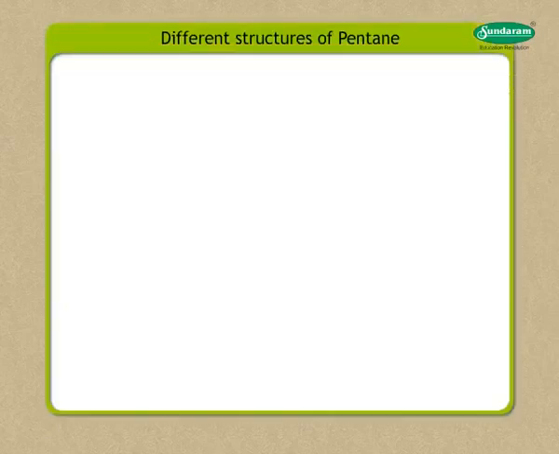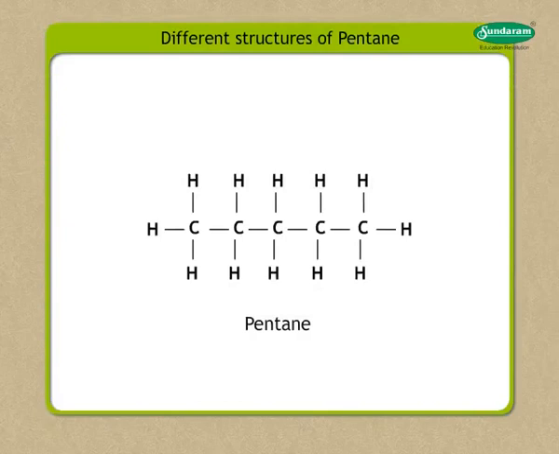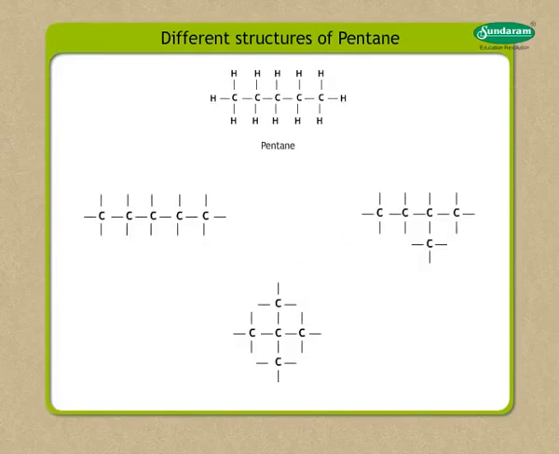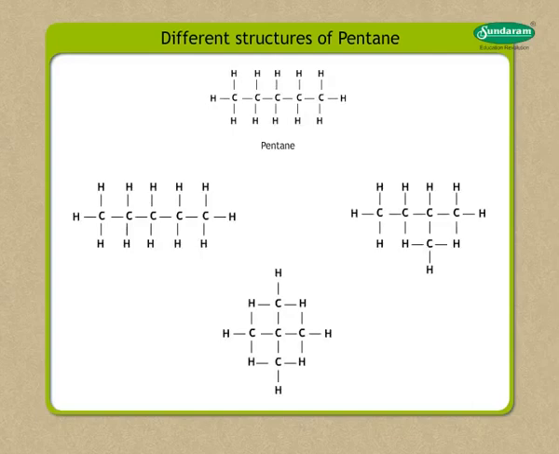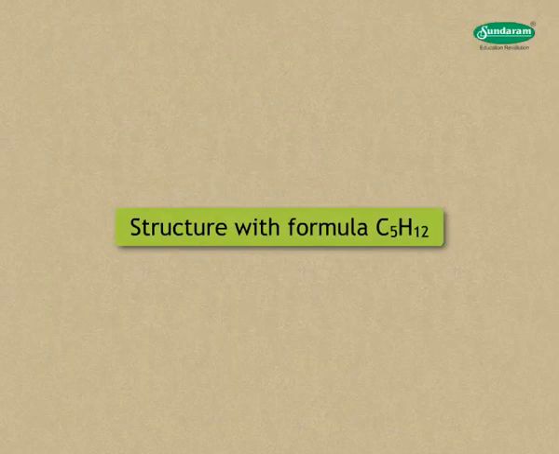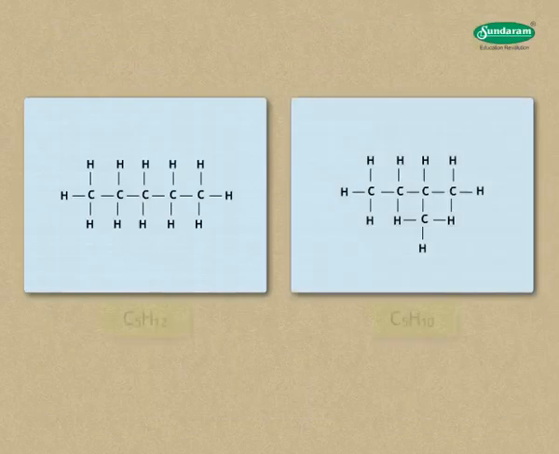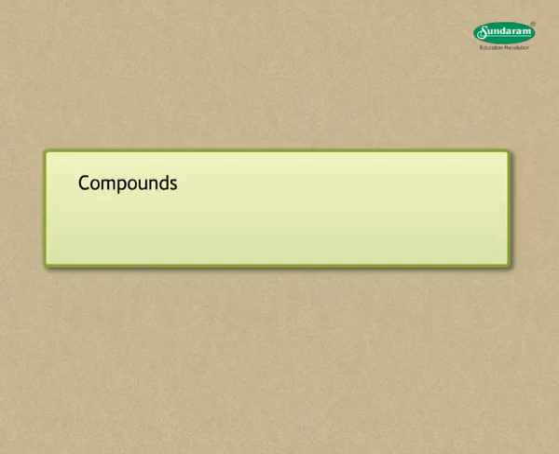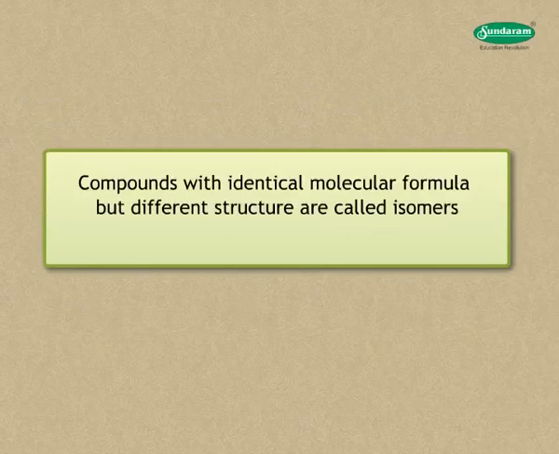Let us take the example of pentane. You can see that different structures are possible. 3 possible carbon skeletons are shown here. Let us fill hydrogen into the remaining valencies. Let us look at the structure with formula C5H12. Look at this structure. It contains a branched chain. Compounds with identical molecular formula but different structure are called isomers, and the property is known as isomerism.